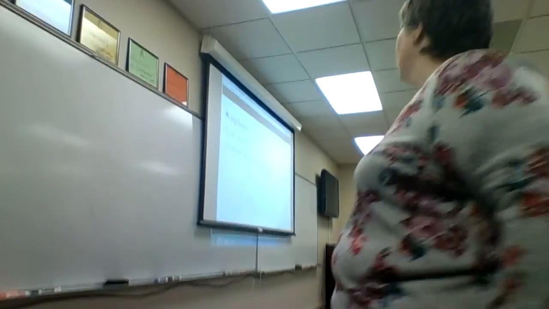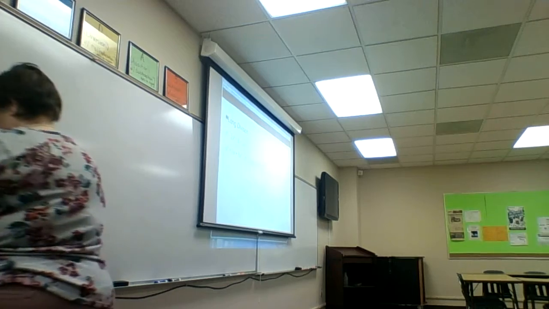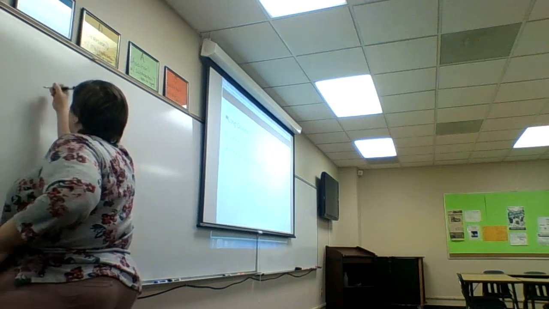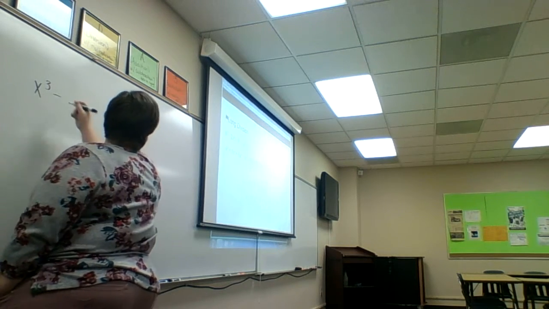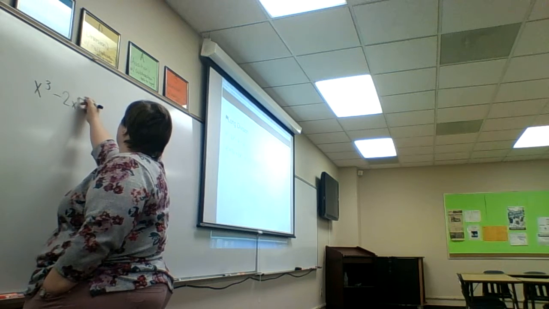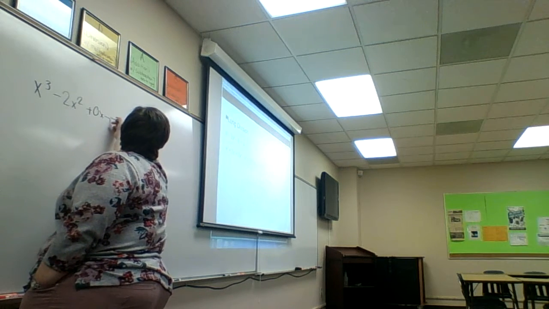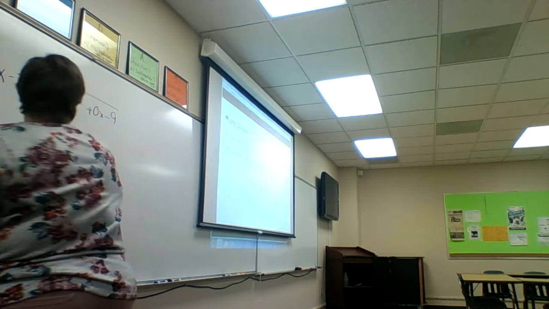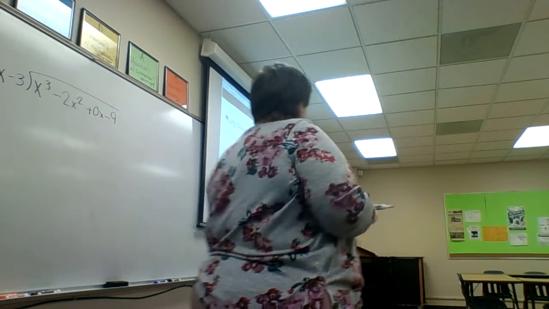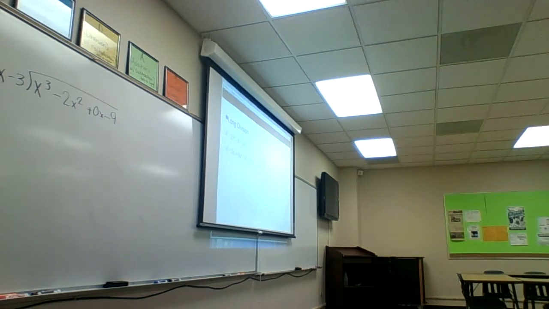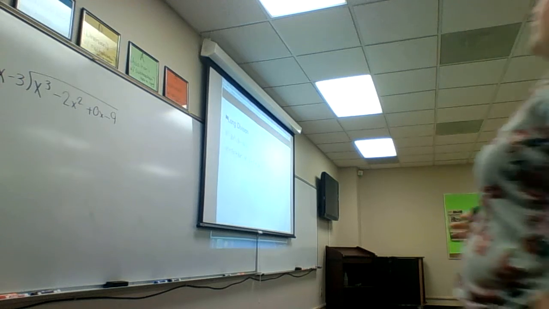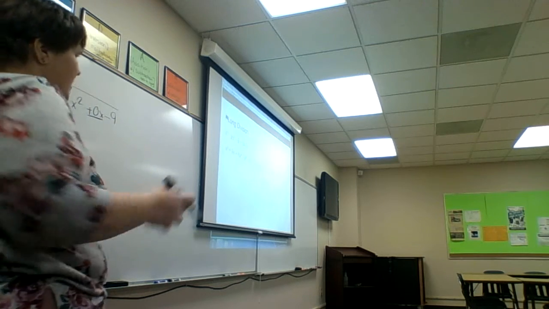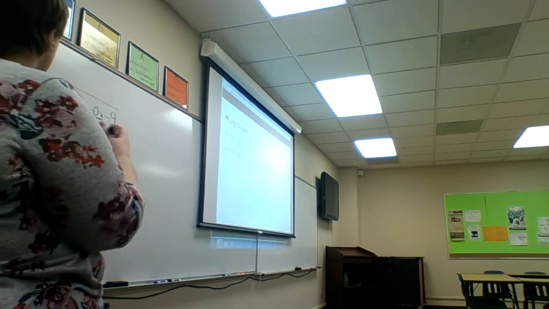Okay, so your review problems had to do with long division. And judging by a couple of questions, you knew that they were missing an x, so we had to put something in there for a placeholder. That is 0x. So I'm going to go ahead.